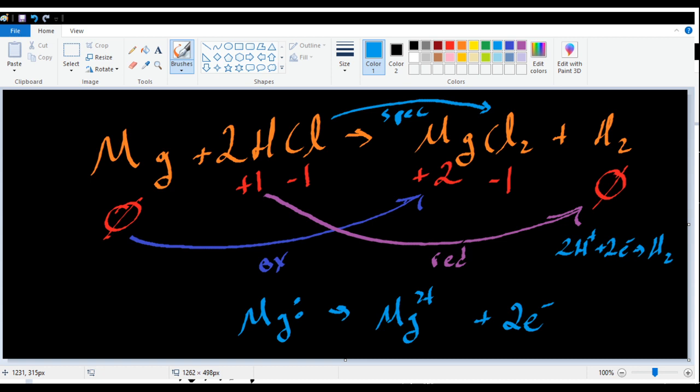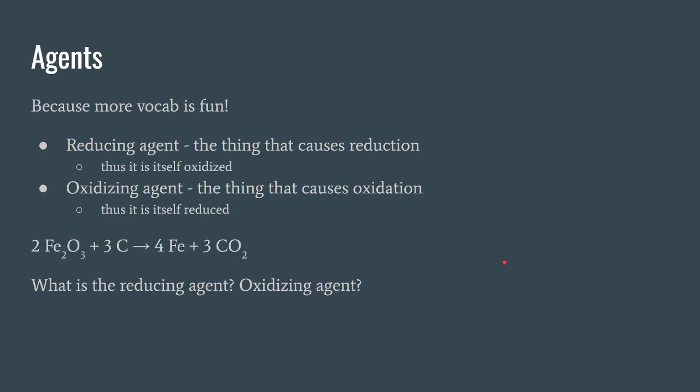All right. So that's one example of oxidation and reduction. Magnesium has been oxidized, hydrogen has been reduced. Oxidation and reduction always take place in pairs. They always happen together. They never ever happen independently.